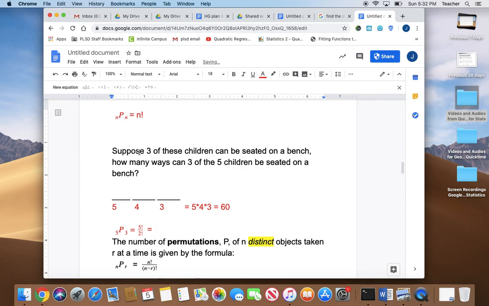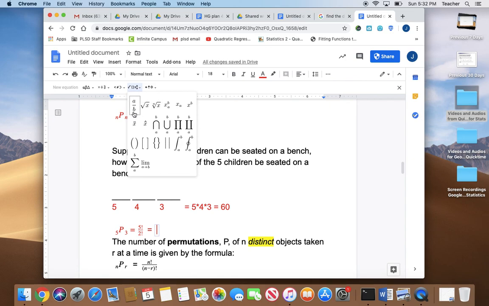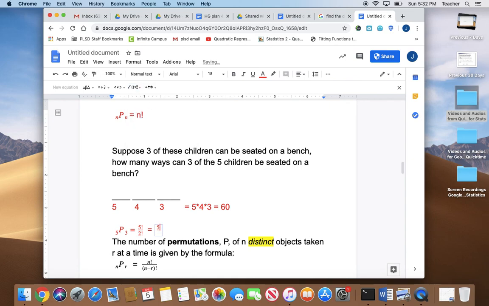So if I were solving that out, I would solve it out like this. I would say, okay, 5 factorial is 5 times 4 times 3 times 2 times 1, or times 2 factorial. And on the bottom, I have 2 factorial. The 2's will cancel, and that will be equal to 5 times 4 times 3, which is just equal to 60. So this formula means you have 5 total, and you're taking 3 at a time. So that's the number of permutations of 5 taken 3 at a time.